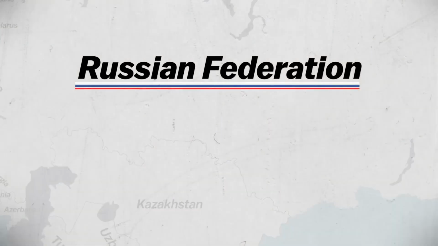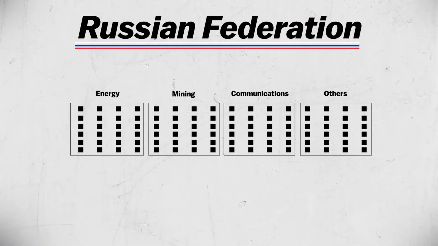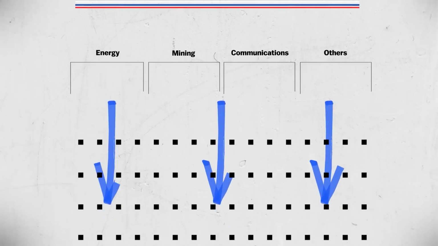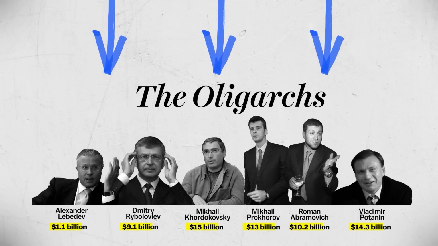The new government had to sell off nearly 45,000 public businesses, like energy, mining, and communication companies that had been run by the communist regime, and it was chaos. The Russian economy was in a free fall, and all of these companies ended up in the hands of a few extremely wealthy men, known today as Russia's oligarchs.